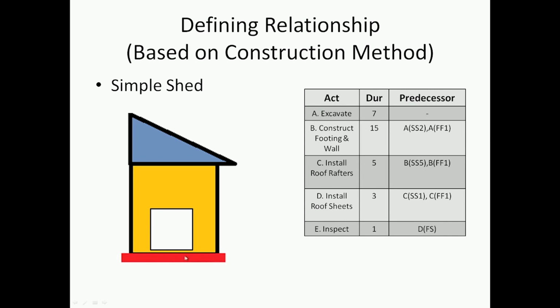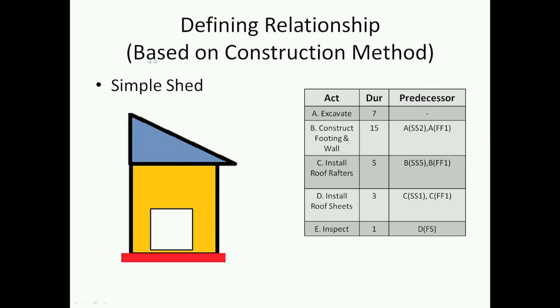There's a footing made, and then there's a wall made for the shed, and then roof rafters are installed, and then we install the roof sheets, and then pass inspection, and then the job is done. So these are the basic 5 activities for constructing a simple shed the way we are defining it. And now the question is, how do we represent these activities in a precedence diagram, so that we can represent what is actually happening in the construction method?